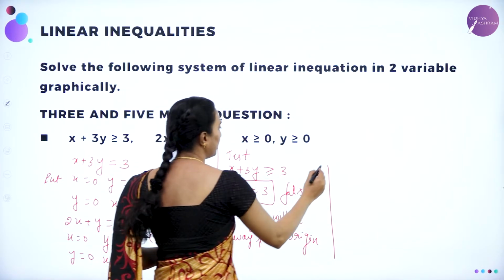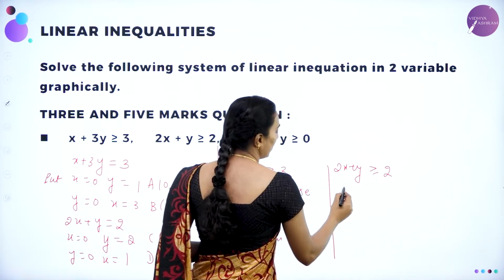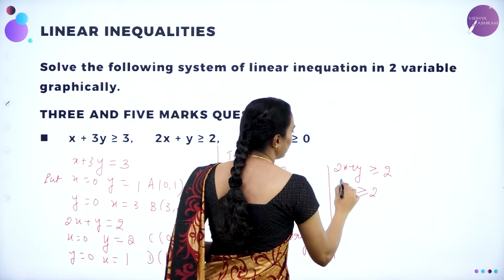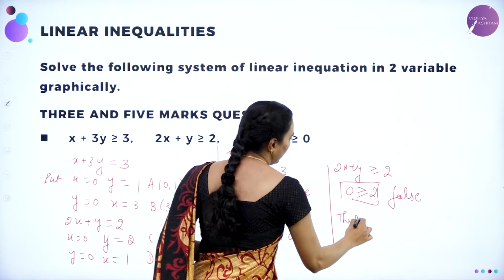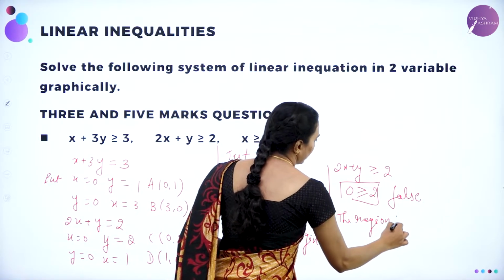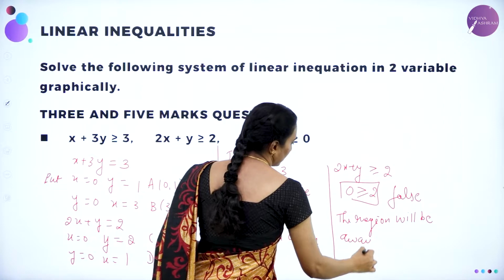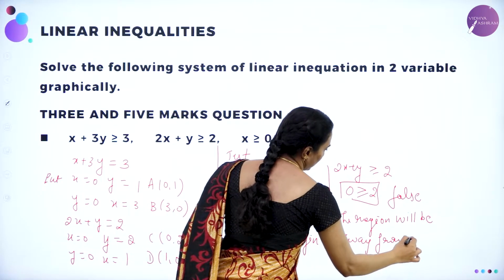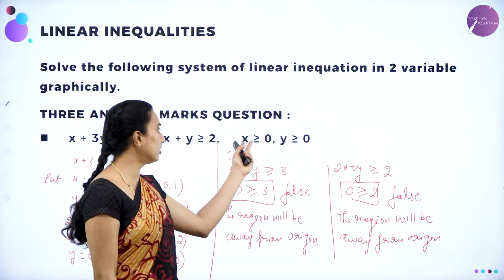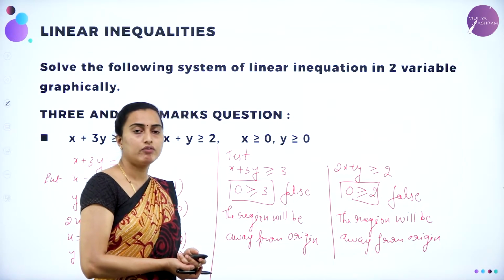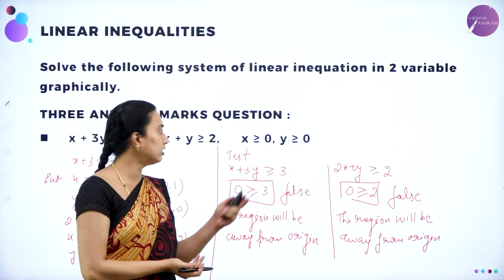Next, let us check 2x plus y is greater than or equal to 2. So, put x equal to 0, y equal to 0. 0 is never greater than 2 or equal to 2. This is also a false condition. So, therefore, the region will be away from the origin. Now this is also a region which will come in the first quadrant, because x equal to 0, y equal to 0 gives 0 equal to 0, which is a true condition, which is towards the origin only.